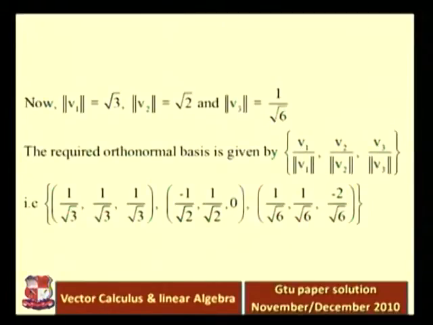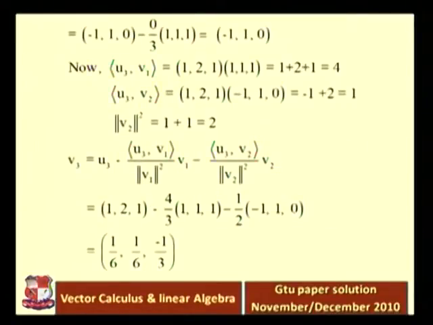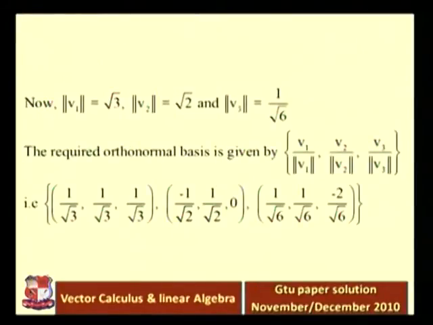v2 is (-1, 1, 0). So the norm of v2 is equal to the square root of (-1) squared plus 1 squared, that is the square root of 2, and the norm of v3 is equal to the square root of (1/6) squared plus (1/6) squared plus (-1/3) squared. So that is 1/36 plus 1/36 plus 1/9. Whenever you simplify, that will become 1 upon root 6. Norm v3 is 1 upon root 6.